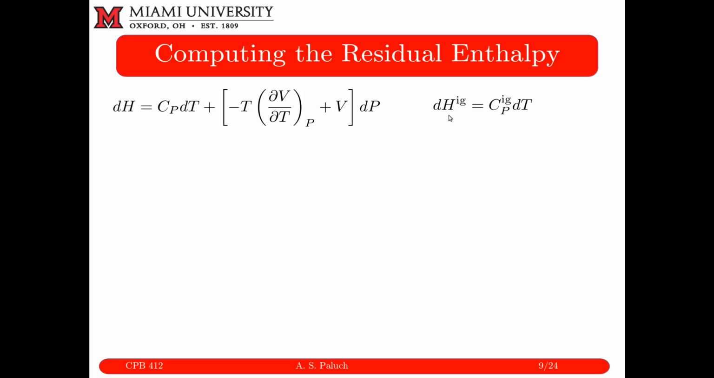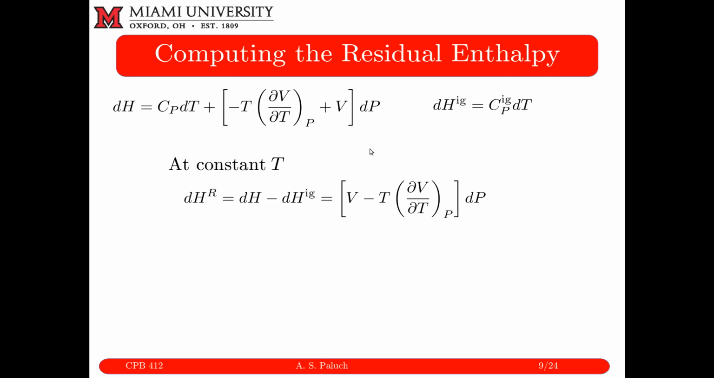Okay? So the trick is, we're going to define a process at constant T. So at constant T, my differential of my residual enthalpy is equal to actual relative to that of an ideal gas. Well, my ideal gas term is only a function of T, so at constant T, this is 0, and we're left with just this term. Okay, so dH residual is equal to [V minus T (dV/dT) at constant P] dP. Okay, so the differential of my residual enthalpy at constant T is equal to this.